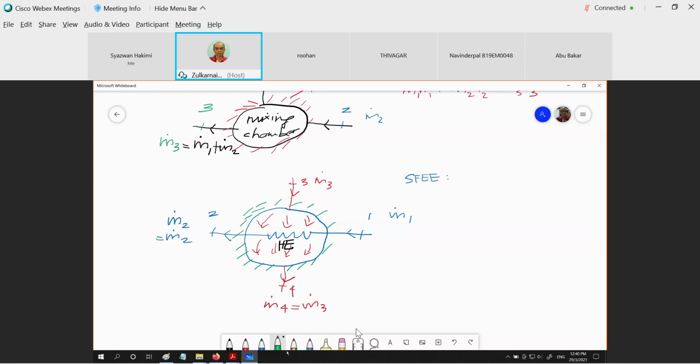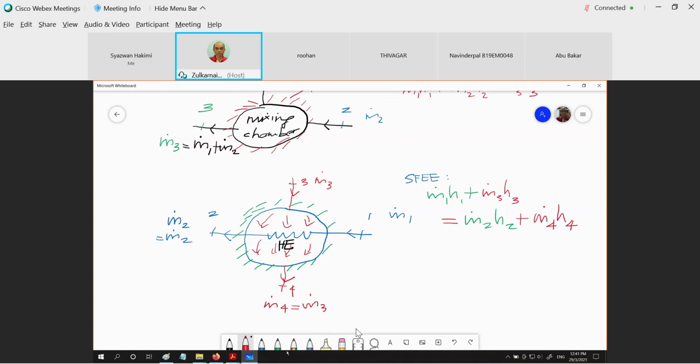So, energy in: m dot 1 H1 plus m dot 3 H3, equal to the energy out: m dot 2 H2 plus m dot 4 H4. So this is the energy balance equation. Okay, the energy balance equation.